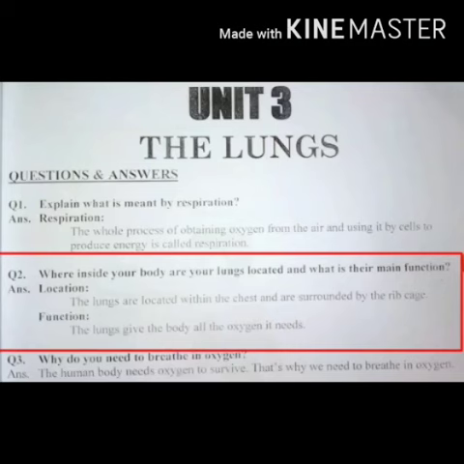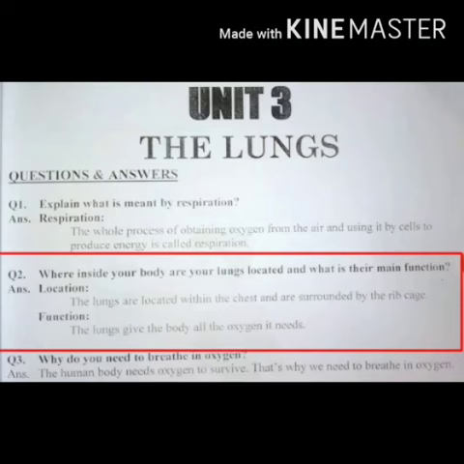Where inside your body are your lungs located and what is their main function? Aapki body mein lungs kahan pe paaye jaate hain, kahan locate karte hain aur iska main function kya hai? Answer. First heading is location. The lungs are located within the chest and are surrounded by the rib cage. Lungs chest mein paaye jaate hain aur ye rib cage se ghire hue hote hain.